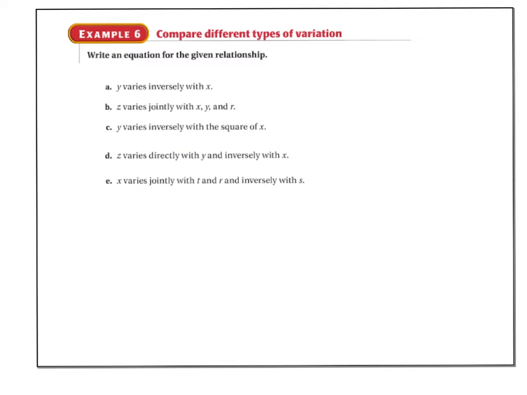Example 6 asks to write an equation for the given relationship. If you think you can do this on your own, go ahead and pause the video, otherwise we'll do it together. But all the directions are given in each of the statements. Letter A says that Y varies inversely with X. So let's write an equation for that. It's an inverse variation relationship, so you know A is going to be dividing X. As X increases, Y is decreasing.